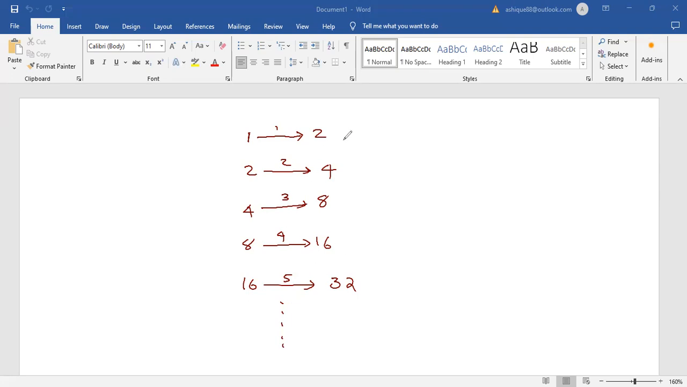So if you look, 2 is 2 raised to 1, and 4 is 2 raised to 2. 8 is 2 raised to 3. 16 is 2 raised to 4. And 32 is 2 raised to 5, isn't it? In this manner only, the division continues.